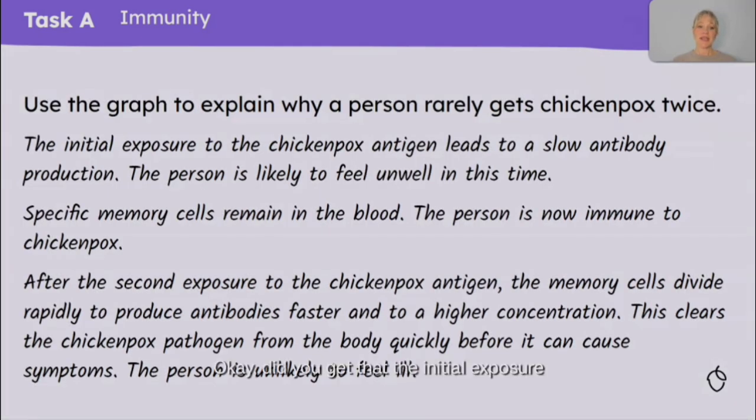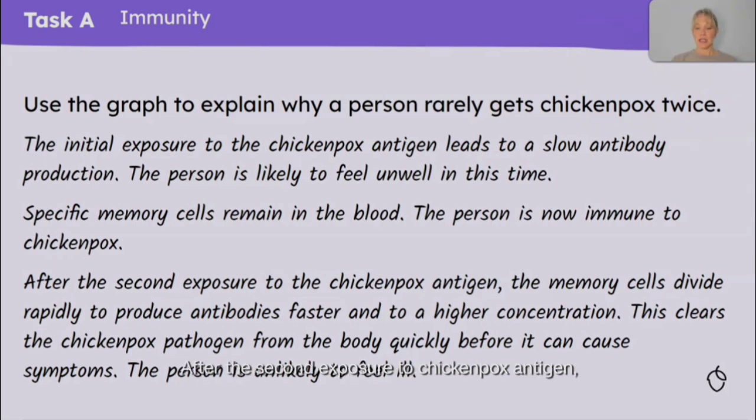Okay, did you get that the initial exposure to the chickenpox antigen leads to a slow antibody production? The person is likely to feel unwell in this time. Specific memory cells remain in the blood. The person is now immune to the chickenpox.